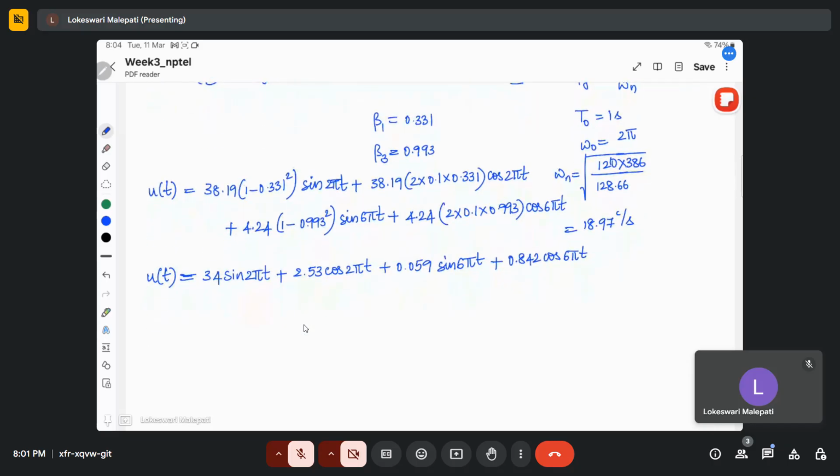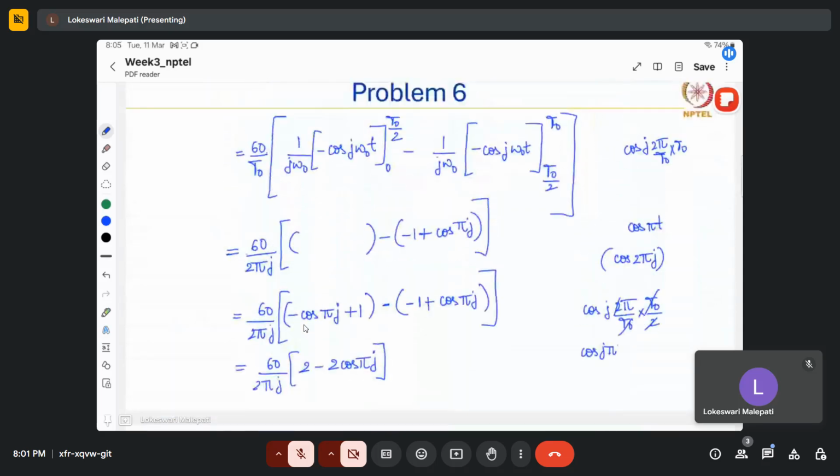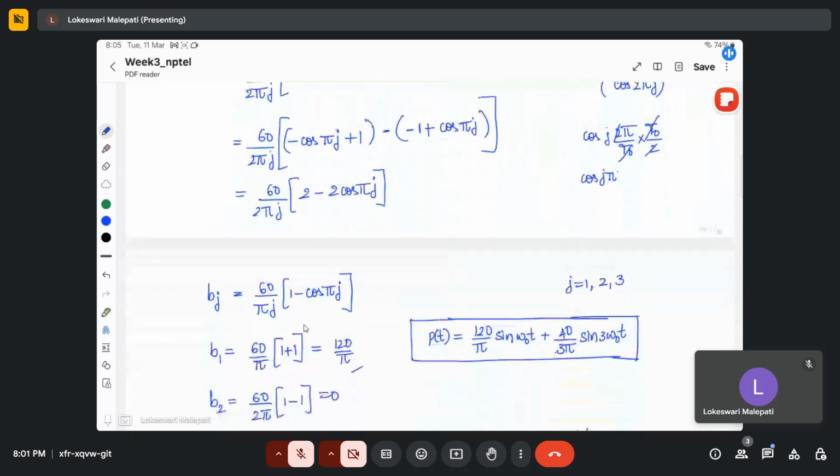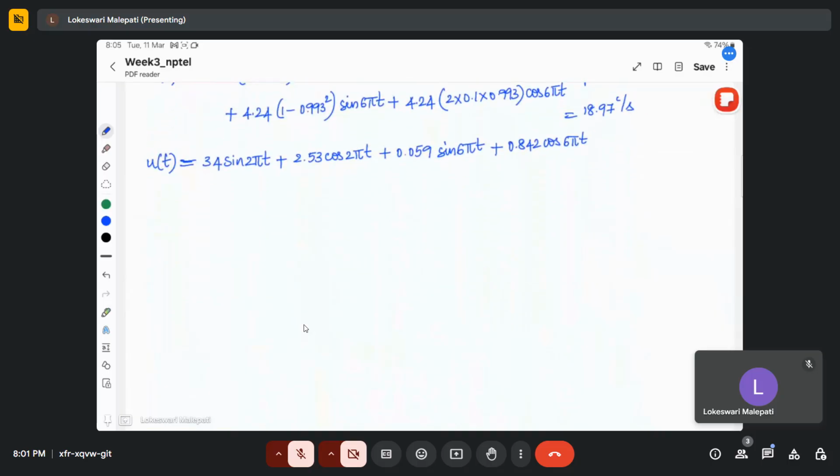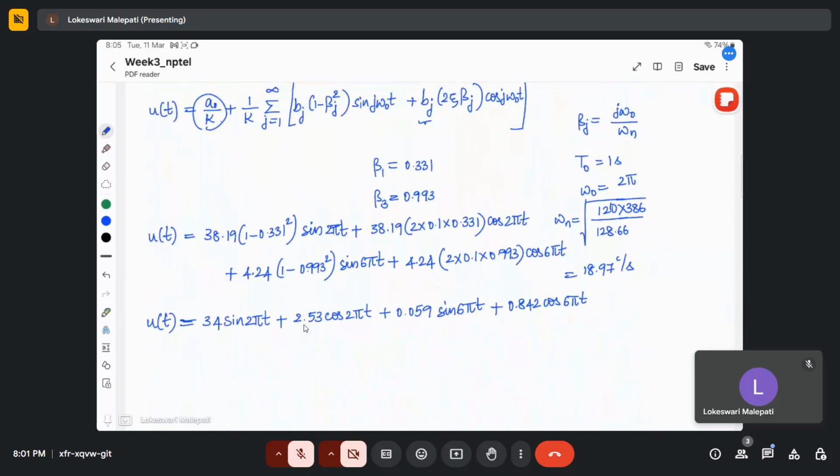So as you can see, the coefficients for the higher frequency harmonics are much lesser than the initial lower frequency harmonics. I think when we write down the higher order terms, we will note that these coefficients are much smaller. Which means that with a few harmonics, we can approximate this periodic function and then find out its response. Yeah, that is the solution for this question.